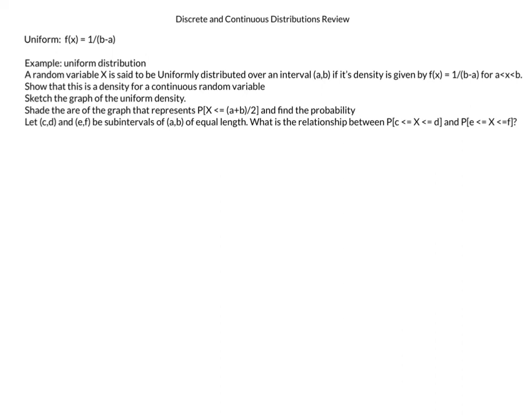Our first example is uniform distribution, and we know this because they tell us it's uniformly distributed. So a random variable x is said to be uniformly distributed over an interval a, b if its density is given by f of x is equal to 1 over b minus a, which is essentially the formula for density of a uniformly distributed variable, for x between a and b. Show that this is a density for a continuous random variable.